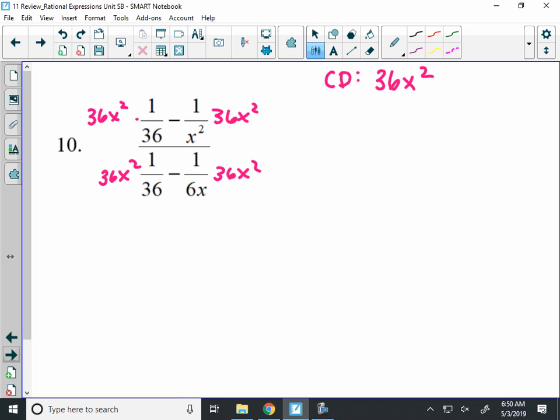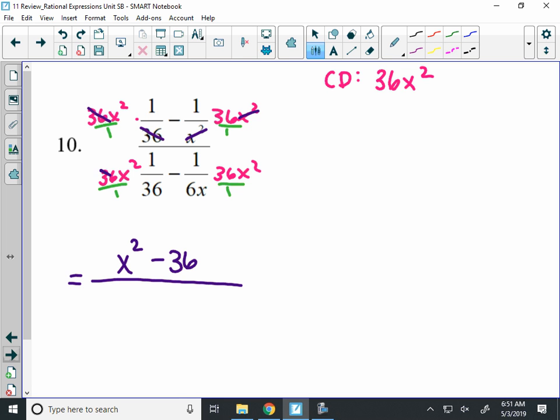And now I'm going to cancel the denominators. If it helps you, remember you can write these over 1. If it helps you remember that we're multiplying numerators and denominators here. Alright, so the 36's will go away. So in that top left fraction, all I'm going to have left is x squared times 1, which is x squared. The next fraction, the x squares go away, so you'll be left with minus 1 times 36, which is minus 36.